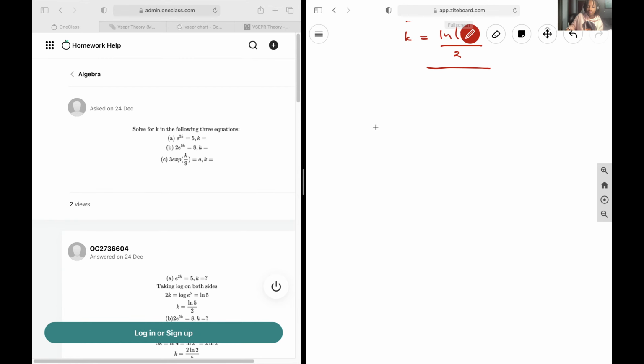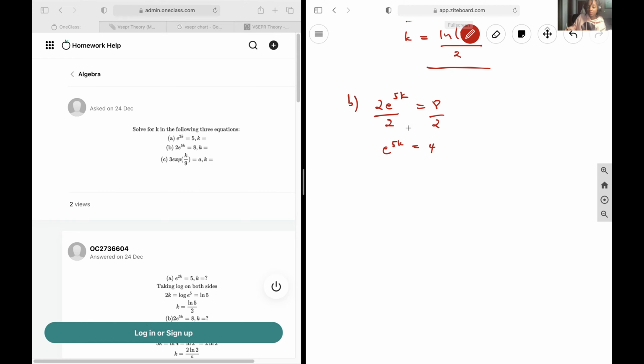Part B. We have 2e to the power of 5k is equal to 8. So for this one, we first want to divide out the 2 on both sides. So e to the power of 5k is going to be equal to 4.